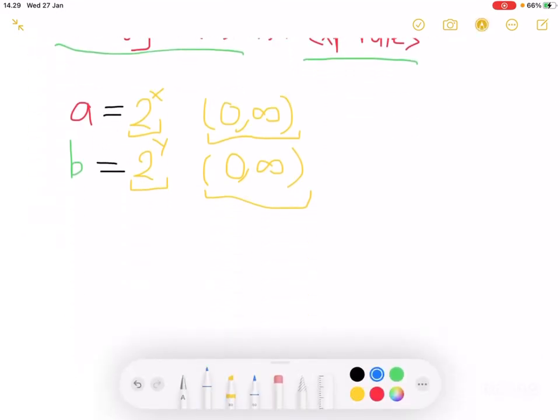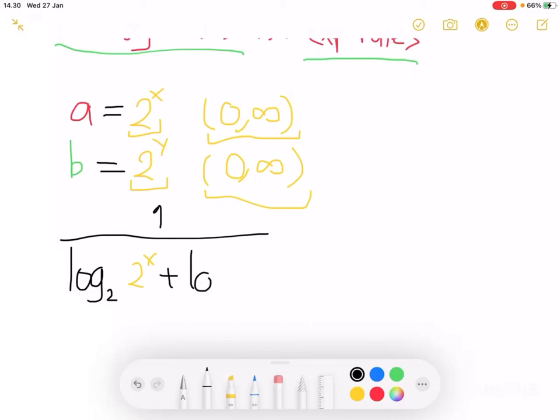So let's rewrite the equation a bit. We have 1 over log base 2 of 2 to the x, plus log base 4 of 2 to the y. First I want to rewrite this 4 as 2 to the 2 power. And don't forget this is equal to 8.